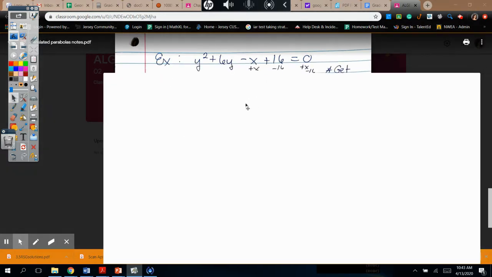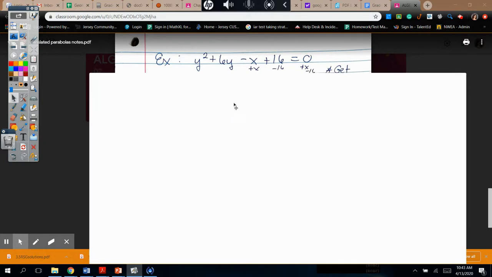Okay, it says to get the squared term and its friend on one side. So the squared term is y squared. When I mean its friend, it's the same letter as it, but not squared. Move everybody else to the other side. That's what your first step said. So I will add x and subtract 16.